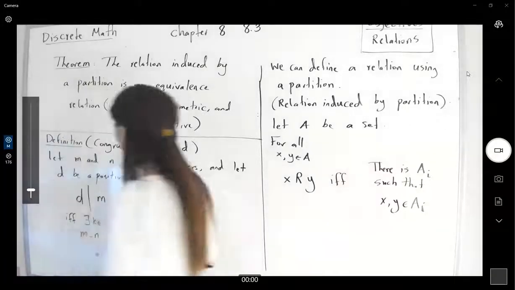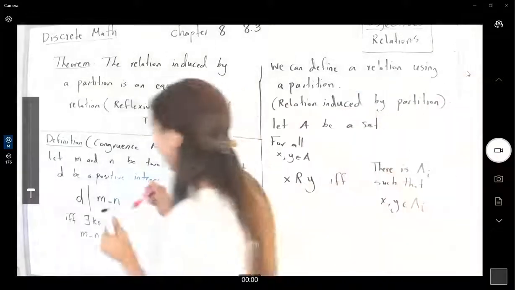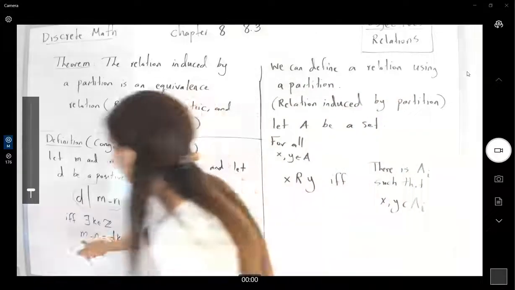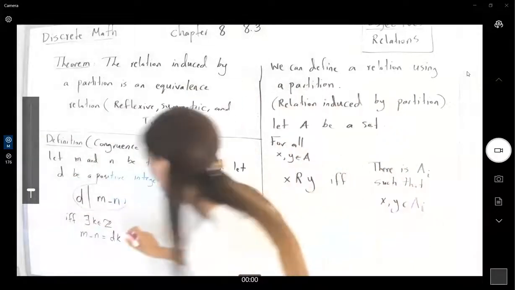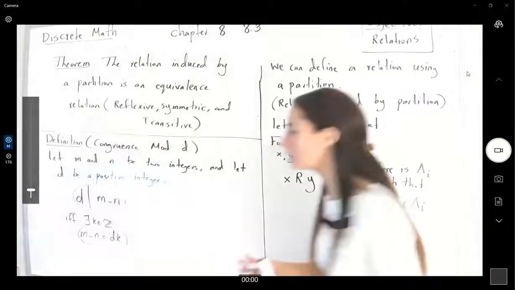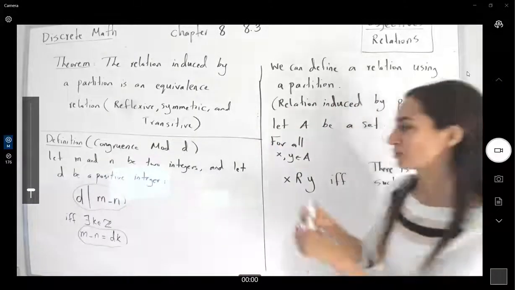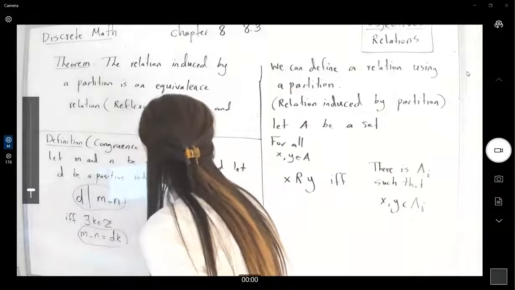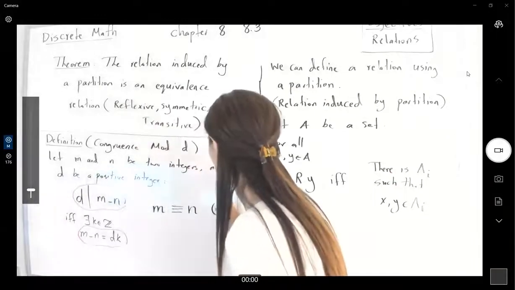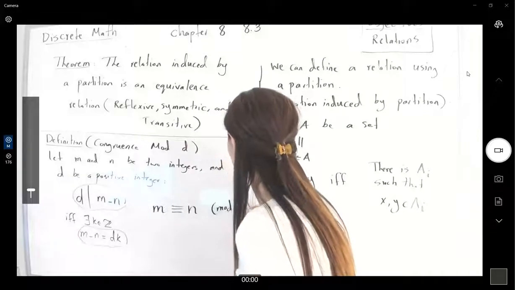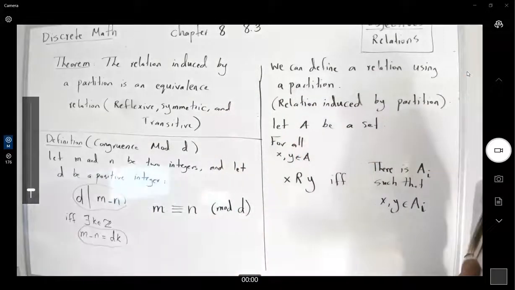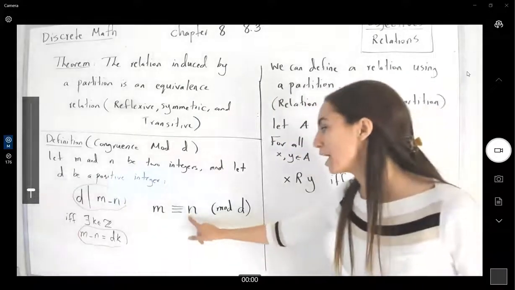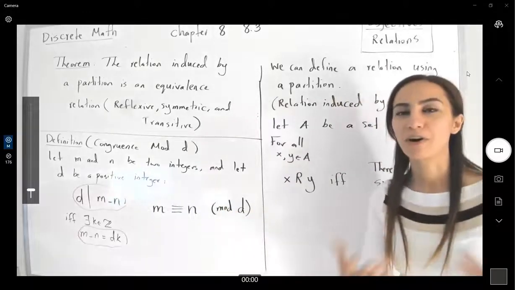Well, it happens that if you have divisibility, D divides M minus N, equivalently, there exists an integer like K such that M minus N is equal to DK. You can write it another way. We can write this as M is congruent with N mod D. If you divide M by D and you divide N by D, the remainders are the same.